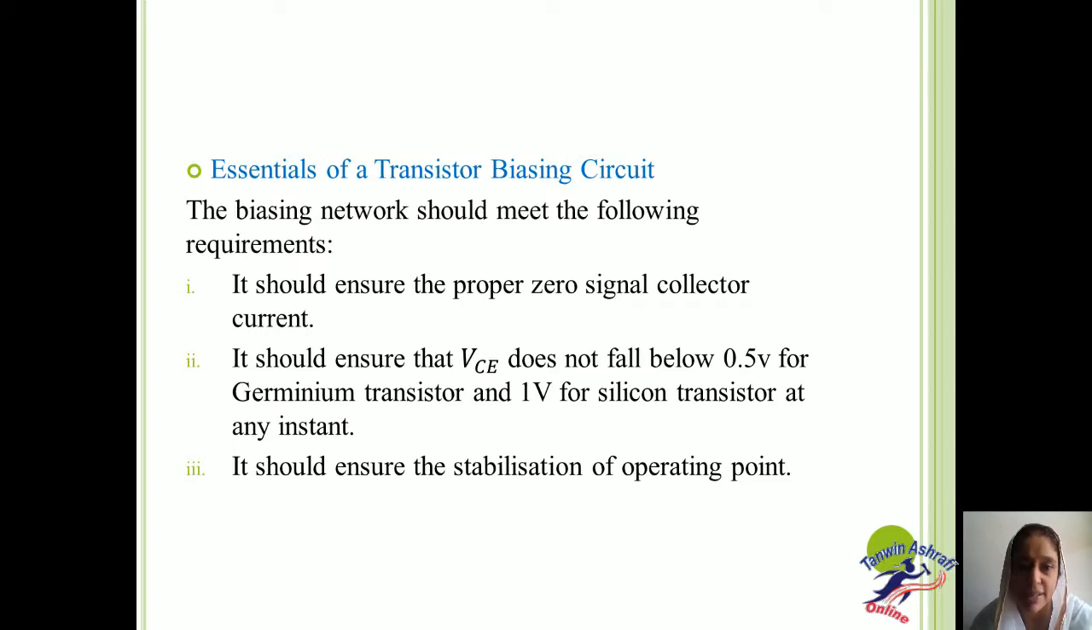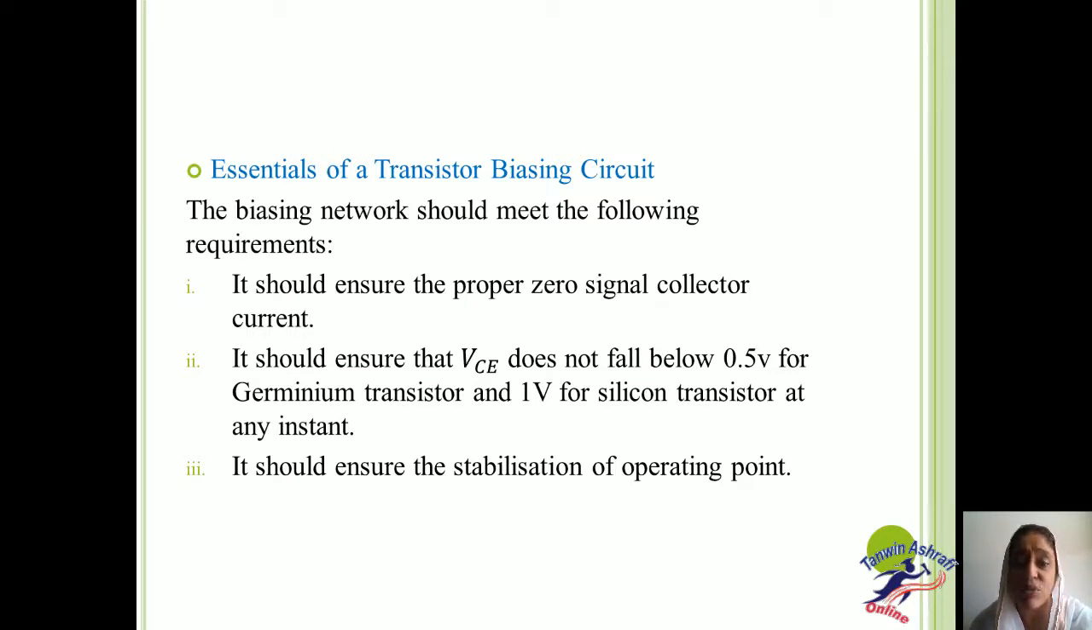Essentials of transistor biasing. As we have studied, for faithful amplification we have to ensure three things: proper zero signal collector current, proper base to emitter voltage, and proper collector to emitter voltage. Plus, to have a stabilized circuit we need to make sure that current IC remains at a constant value in spite of thermal runaway, temperature change, or inherent variation of the transistor. The biasing circuit should be designed keeping all these points in mind.